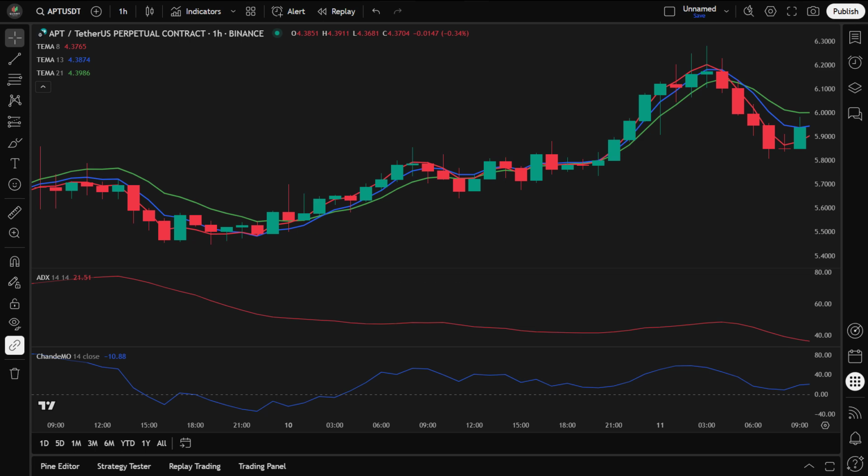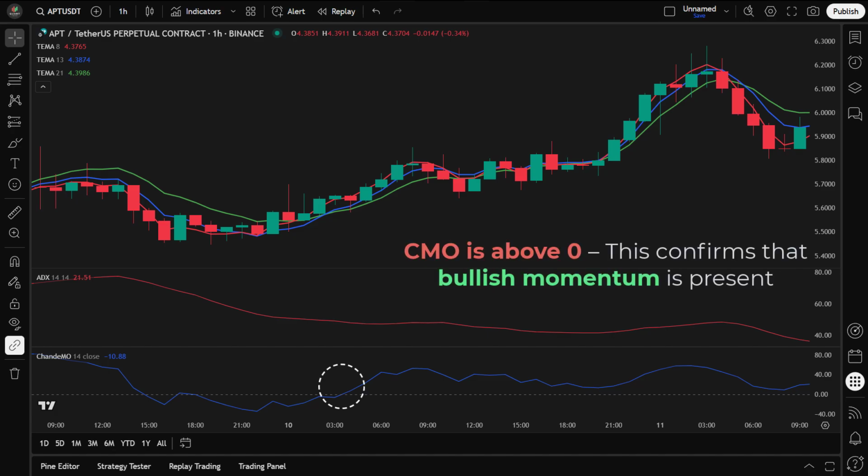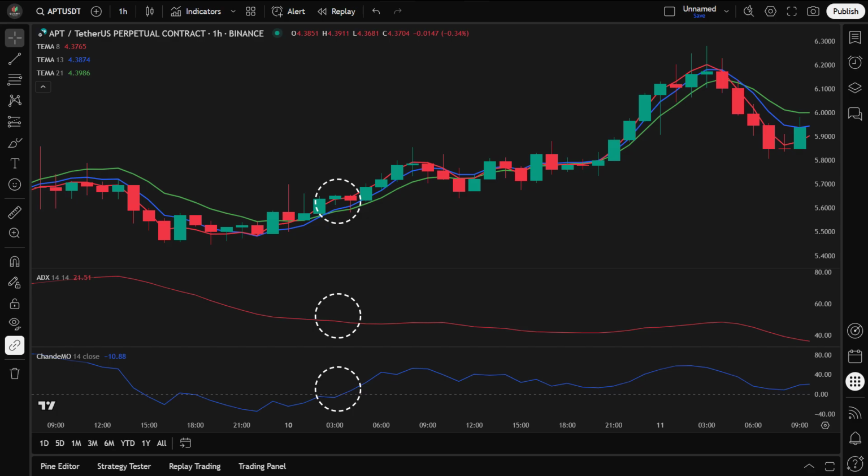Next, we add 2 filters to ensure strength and momentum are on our side. ADX is above 35. This tells us the trend is strong and has conviction. CMO is above 0. This confirms that bullish momentum is present and supports a long entry. Once all 4 conditions are met, we enter the long trade on the next candle. This approach ensures we're not relying on just one signal, but instead making decisions based on a confluence of technical factors. No strategy is complete without proper risk controls.